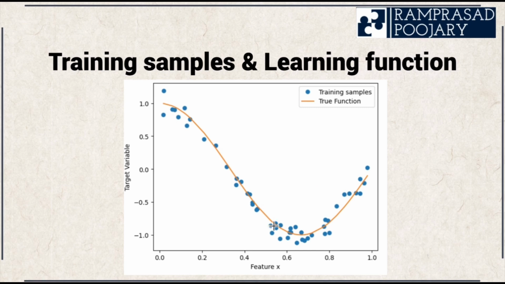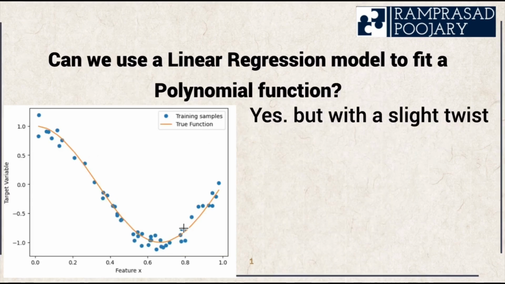So this looks like a polynomial function. So you can't have a linear function. A linear function will give you a straight line when you have only one feature x. So you need to have a learning function which resembles this shape, that is a polynomial shape. Can we use the linear regression model to fit a polynomial function? Because we understood that this learning function is a polynomial function.